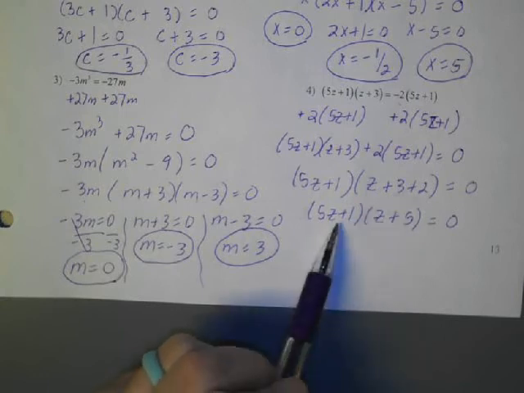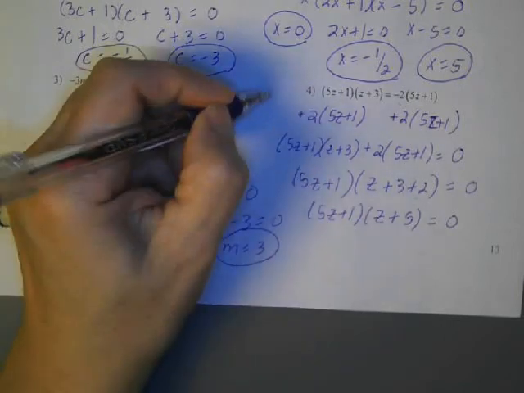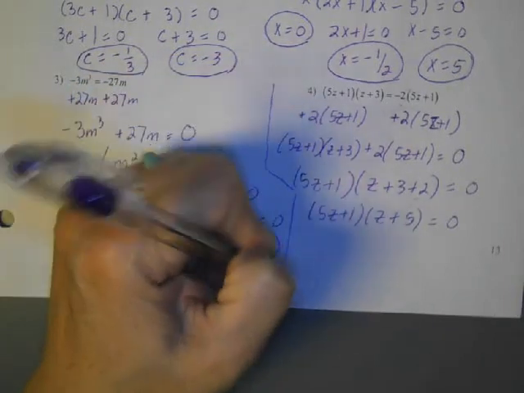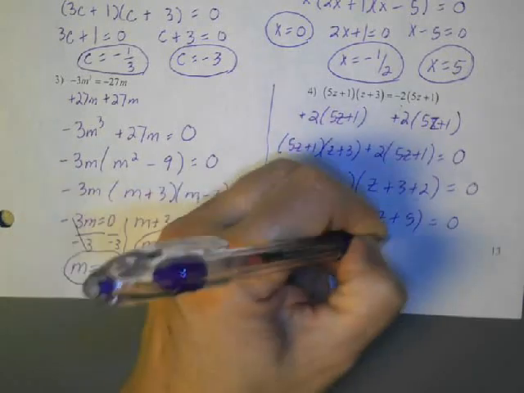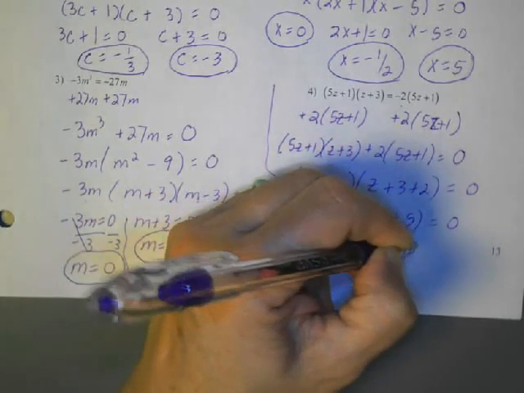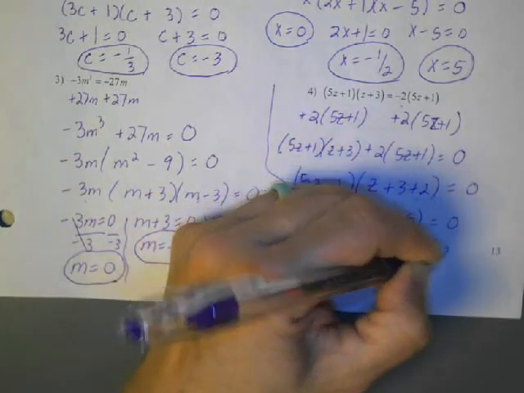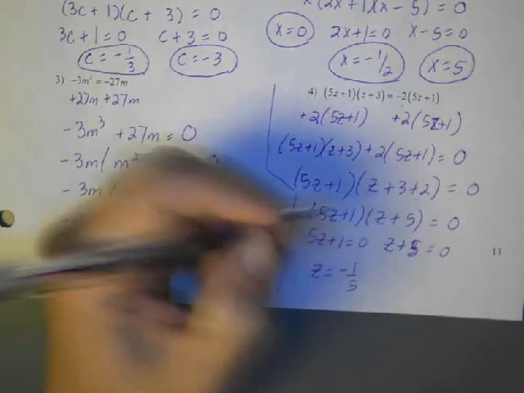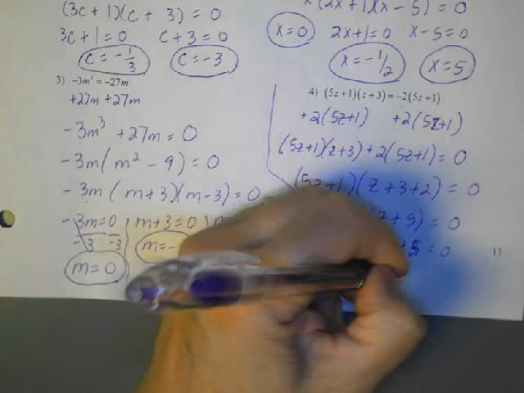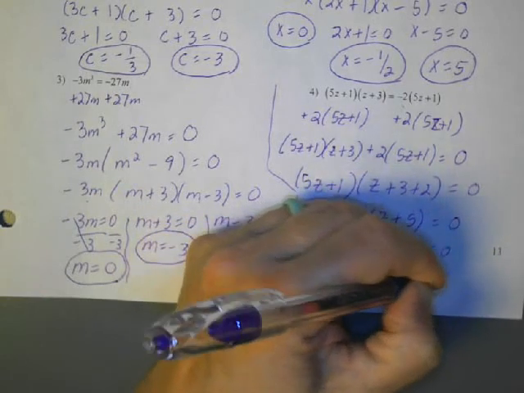Now to finish, I set each factor equal to 0 and solve. So z is negative 1/5, and z is negative 5.